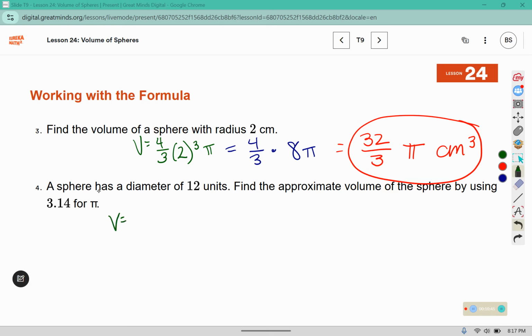Number 4 says a sphere that has a diameter of 12 units. Our formula uses radius. It does not use diameter. So if our diameter is 12, our radius goes half of that distance, which is 6. And it says find the approximate volume of the sphere by using 3.14 for pi. So instead of writing pi, I'm going to multiply by 3.14.